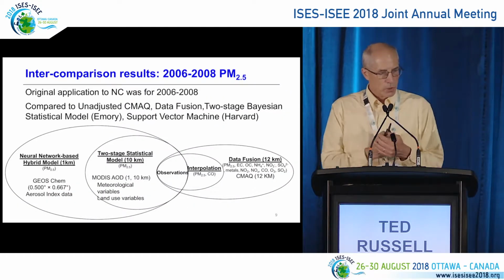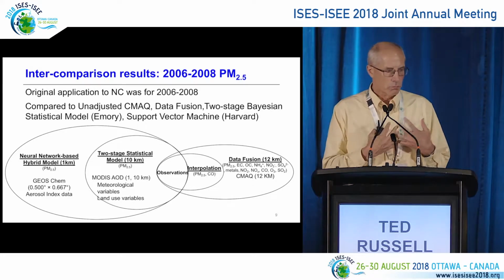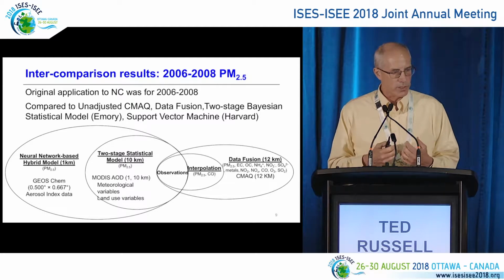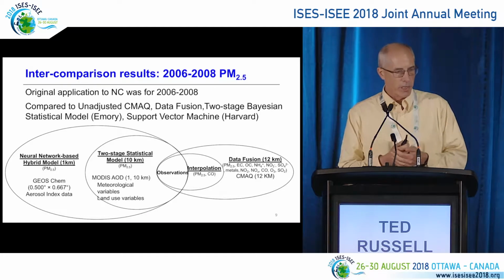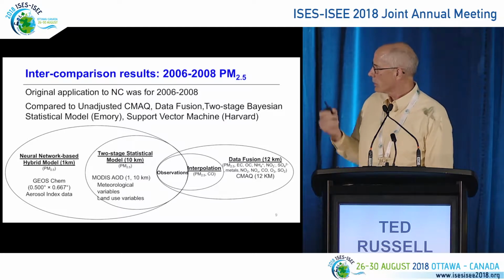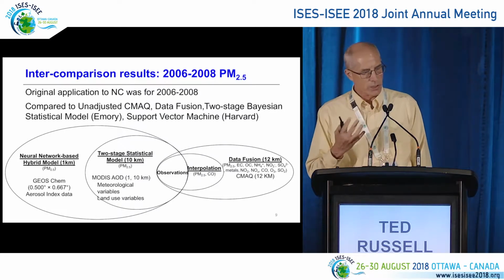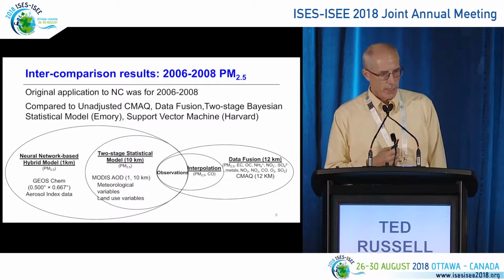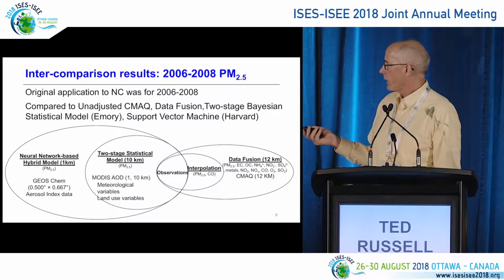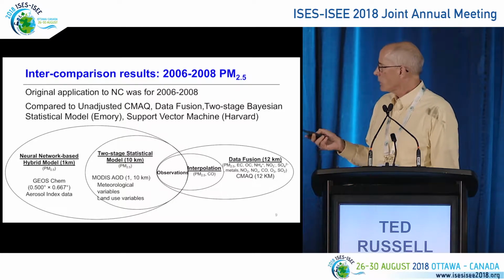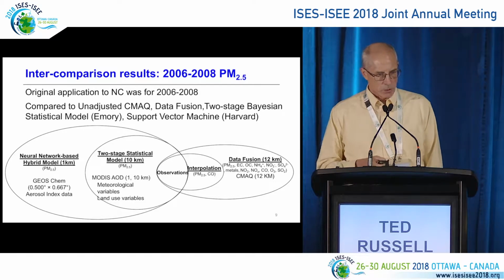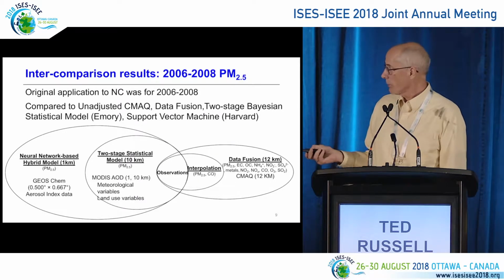So in our initial work, we applied it for North Carolina for 2006 to 2008, and we compared it to some other methods. Just quickly, one of them was a two-stage statistical model. This is Howard Chang's work at Emory. We compared it to observations, we compared it to straight interpolation, and also to data fusion. And you can see one of the differences is in the data fusion technique, you have multiple species. We use CMAQ at 12 kilometers.